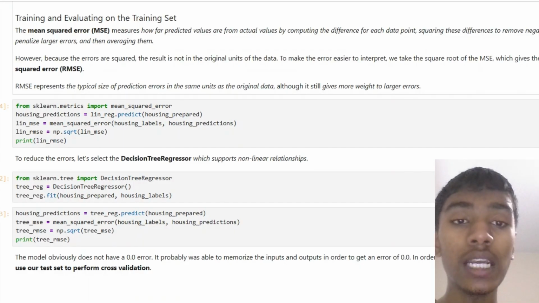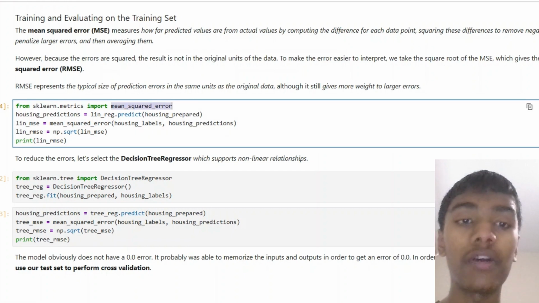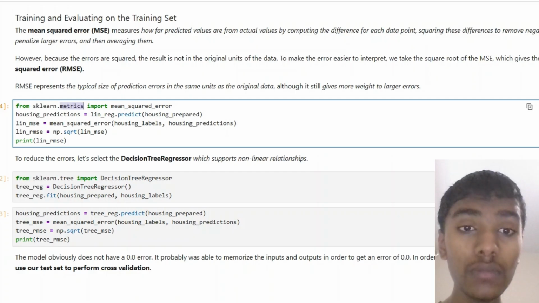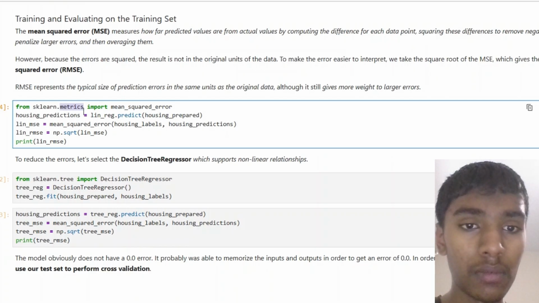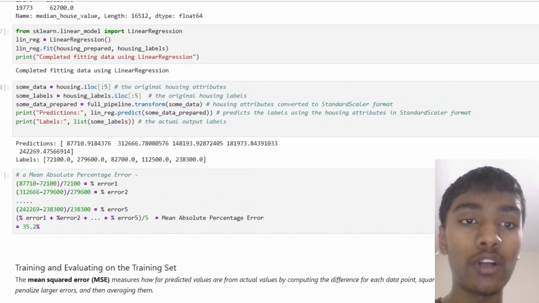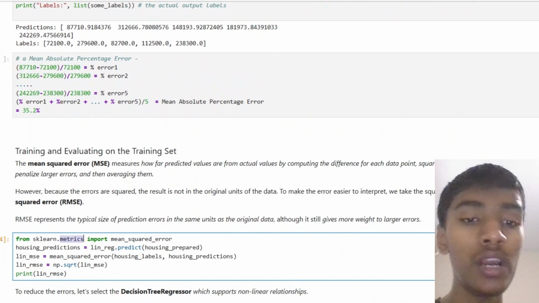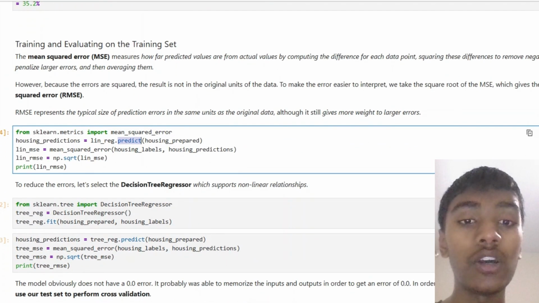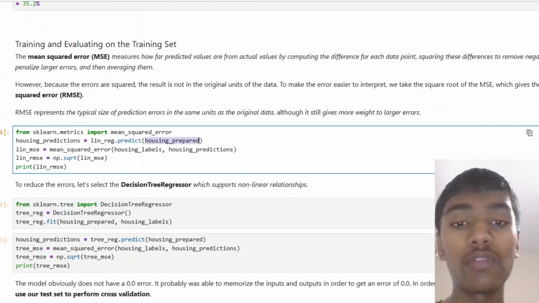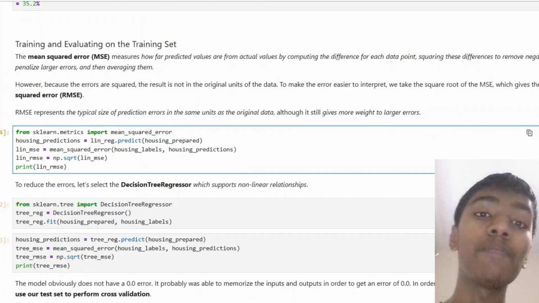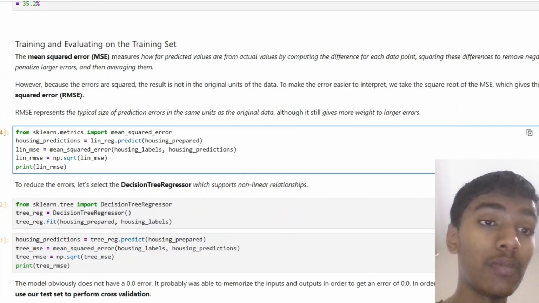All right, so in scikit-learn, we have the mean squared error module that we can import from scikit-learn.metrics. And from there, we can use the same linear regression object that we created before. What we can do is call the predict function for the housing prepared data. Remember, the housing prepared is all the data instances, the input data instances. So in our case, that would be the attributes.